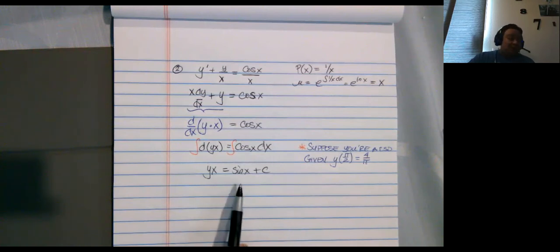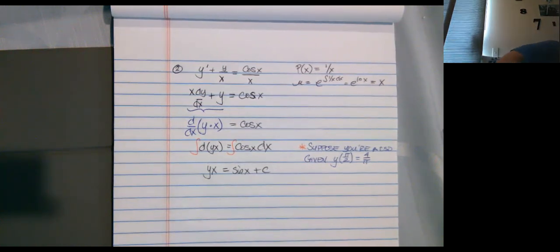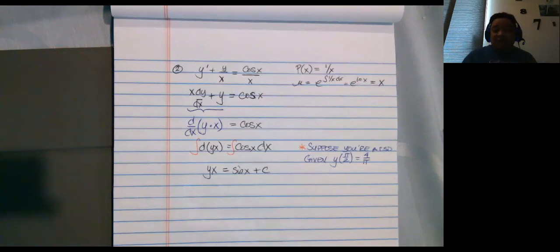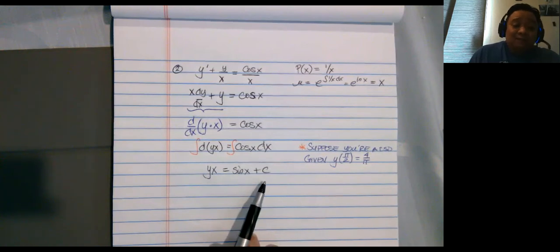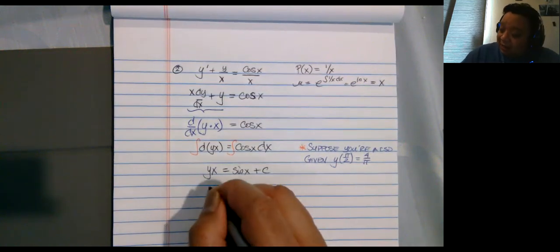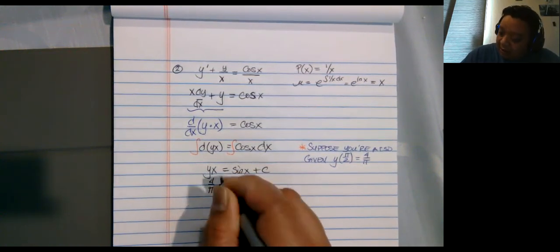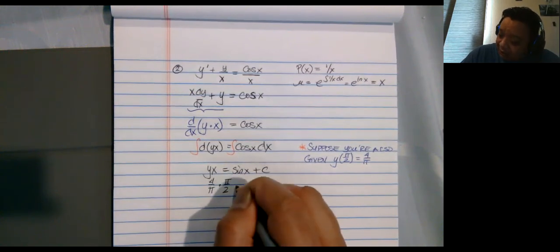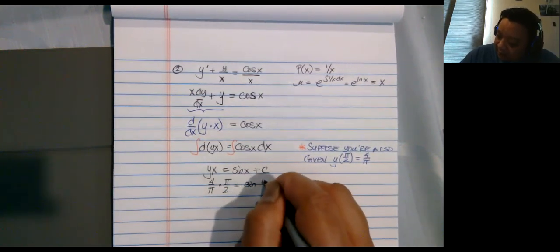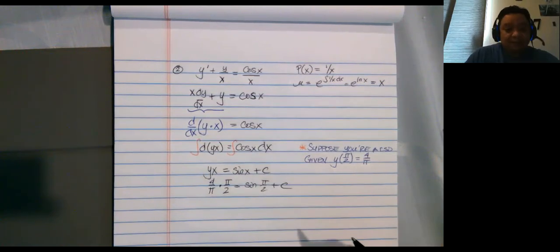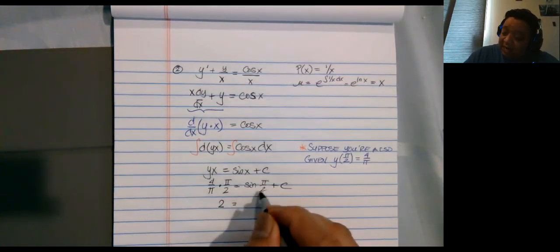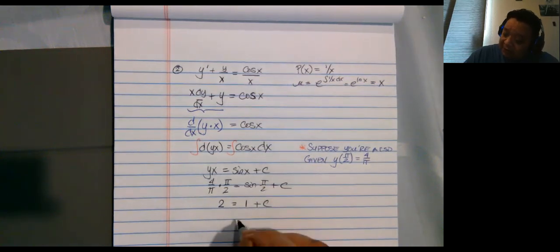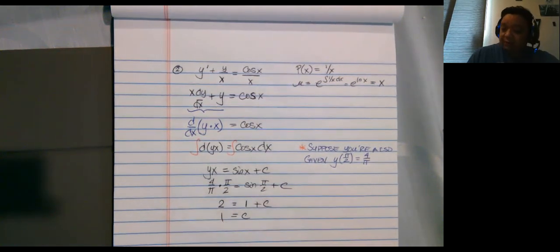So especially if you're gonna divide by x, I'm gonna get fractions. And so since I'm gonna get fractions, I don't really want to mess around with fractions inside fractions. So I'm gonna do it right now before I solve for y. So y is 4 over pi. X is pi over 2 is equal to sine of pi over 2 plus c. And so when you simplify everything, the left side is 2. Sine of pi over 2 is 1 plus c. So which means c is going to be 1.